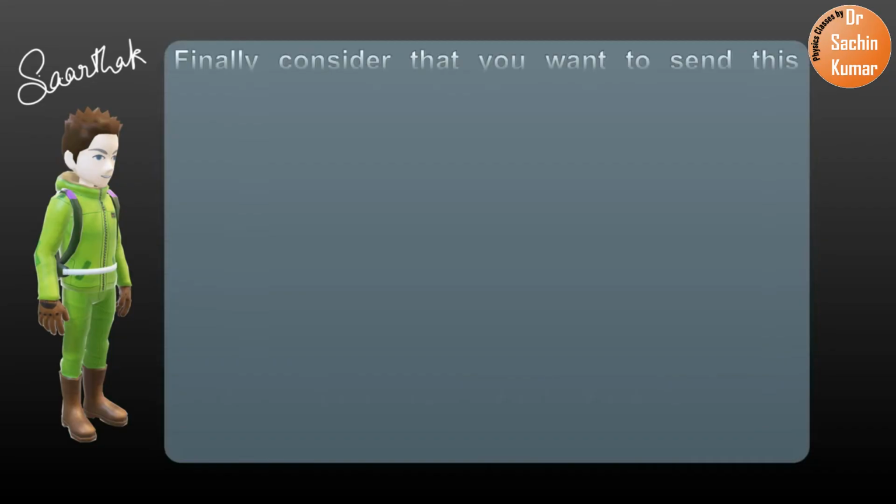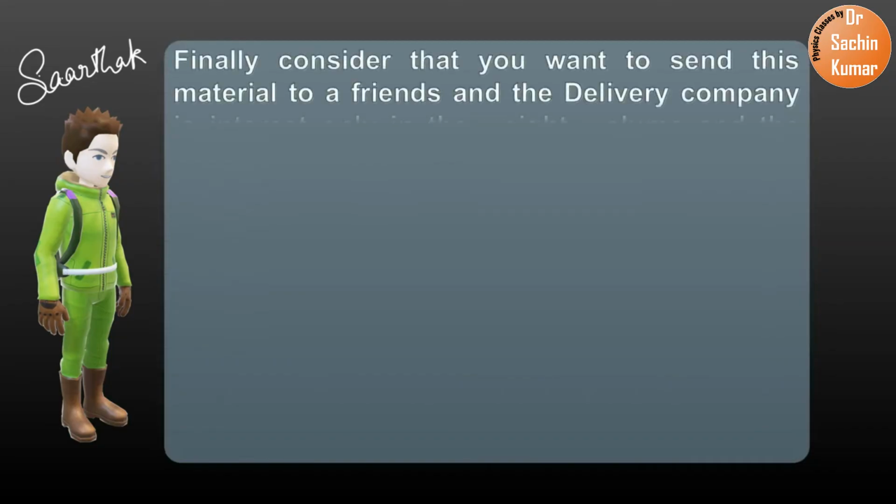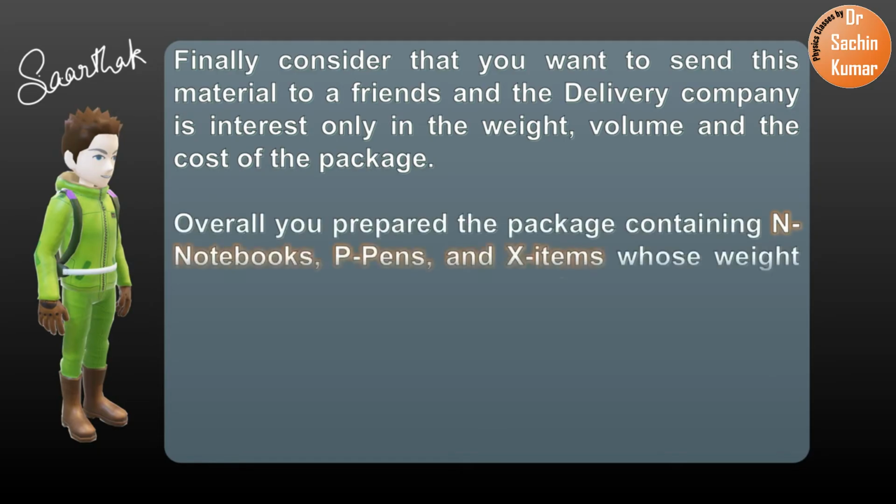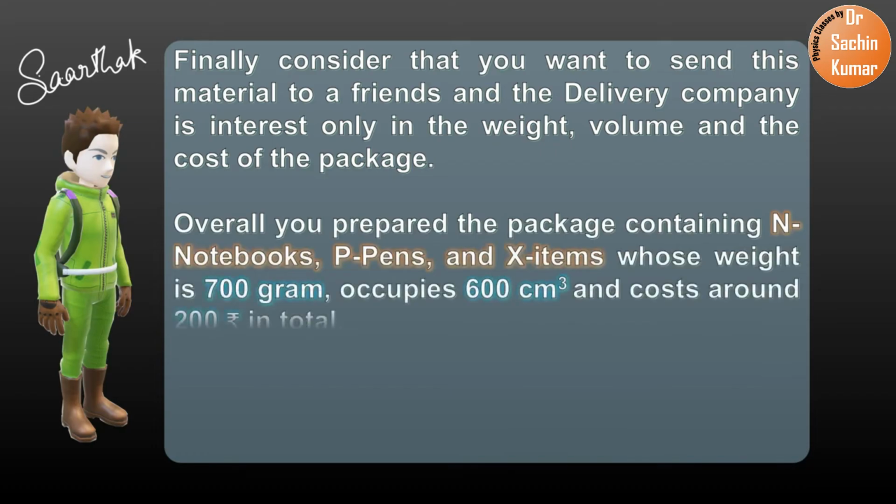Finally, you consider that you want to send this material to a friend and the delivery company is interested in the weight, volume and cost of the package only. Overall, you prepared a package containing N notebooks, P pens and X items whose weight is considered 700 grams, occupies 600 centimeter cube and costs around 200 rupees in total.